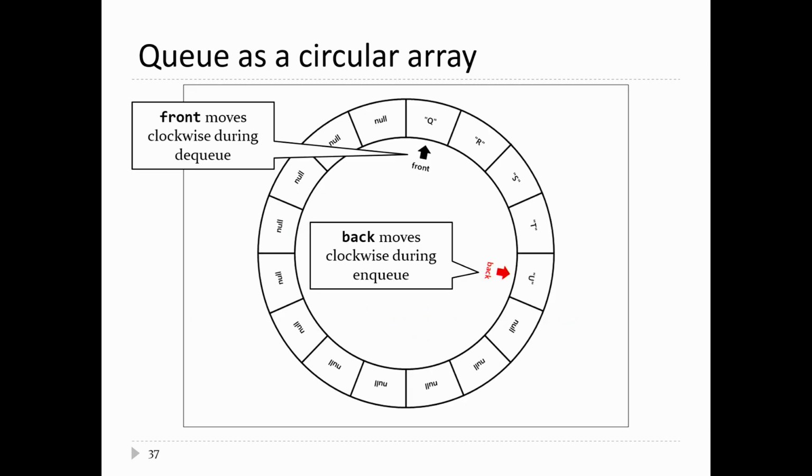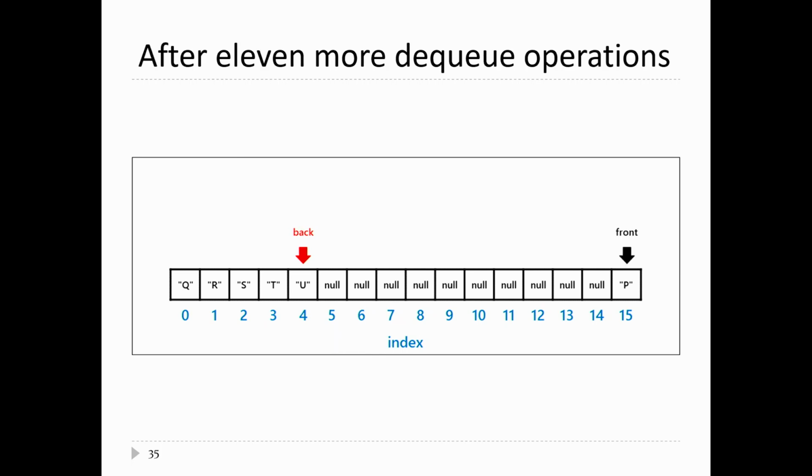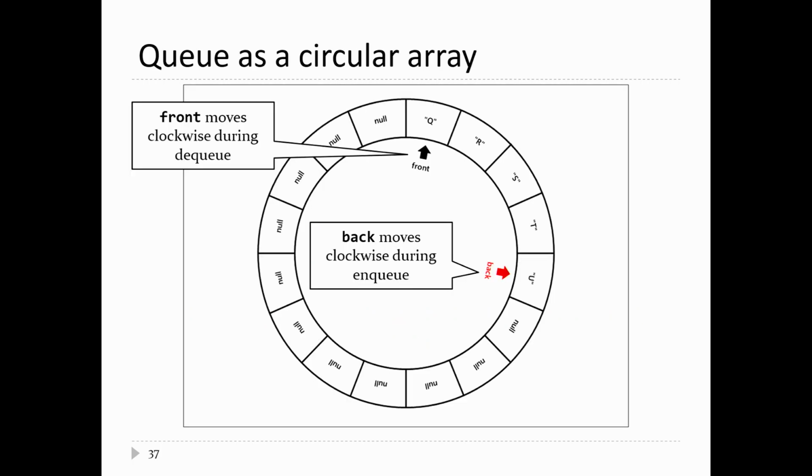I just want to quickly get to that slide and then we'll call it quits for today. Okay, so the same thing happens with front. If I dequeue a bunch of elements, front's now at the end of the array. If you dequeue the P, front just wraps around to the front of the array again. So front and back are both circular quantities. They just keep on going around and around and around in the array.